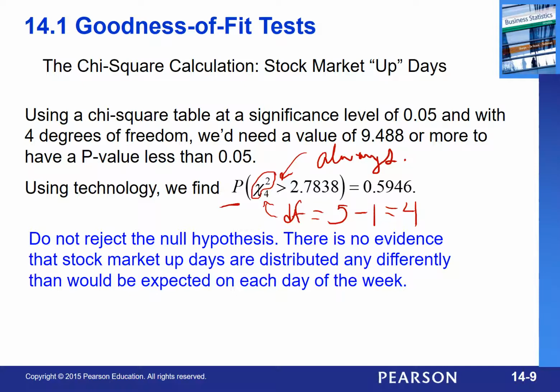So since my p-value is almost 60%, that's pretty huge, I should definitely not be rejecting. I got something really, really likely. So what we'd say then is that it appears I have no evidence that they're distributed differently. They appear to be behaving the same way. And that's exactly what I have down below in blue for a formal conclusion. We would say that it's not distributed differently. In fact, it's exactly what we should expect on each day of the week.